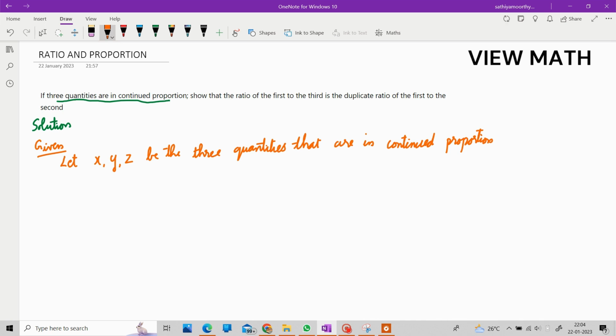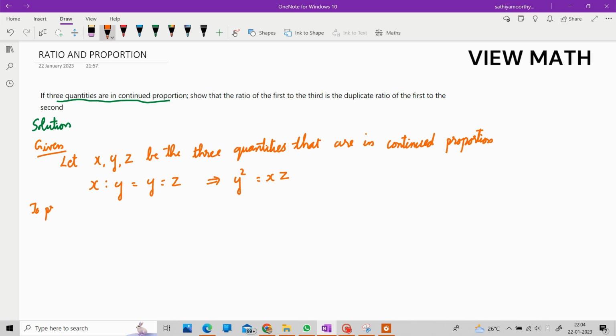These three quantities are in continued proportion, which means I can write x is to y is equal to y is to z. This implies the product of the extremes is equal to the product of the means. So I can write this implies y square is equal to xz. So this is given. Now what are they asking us to prove?